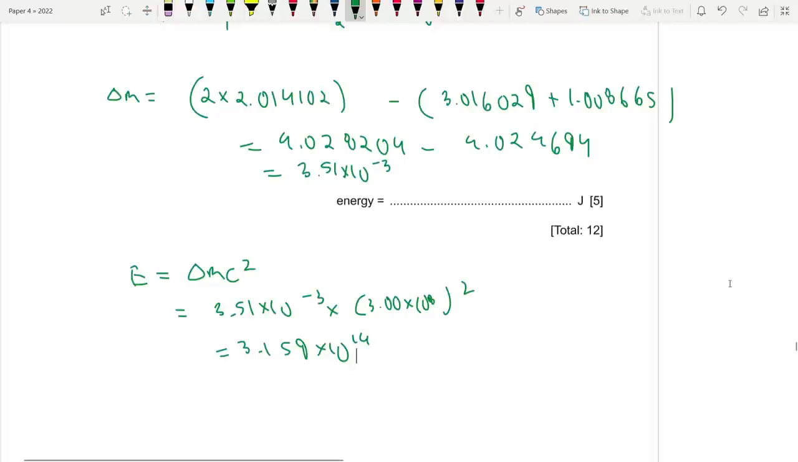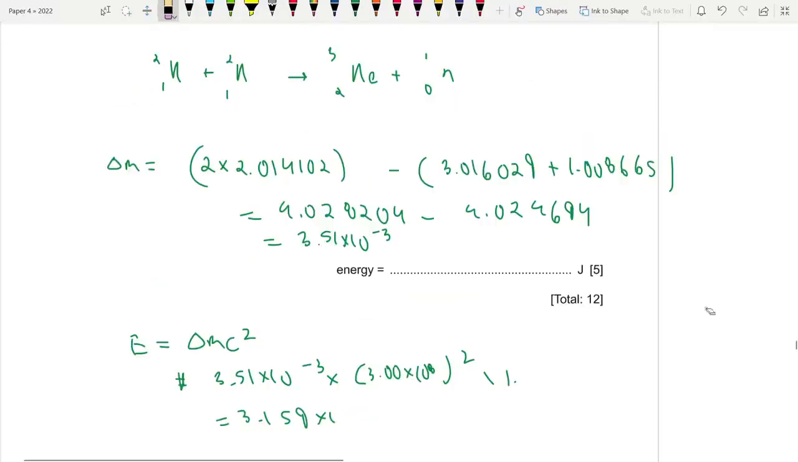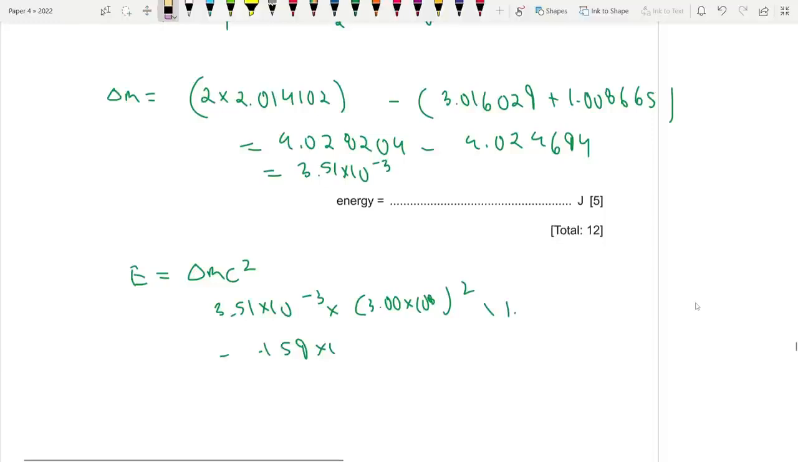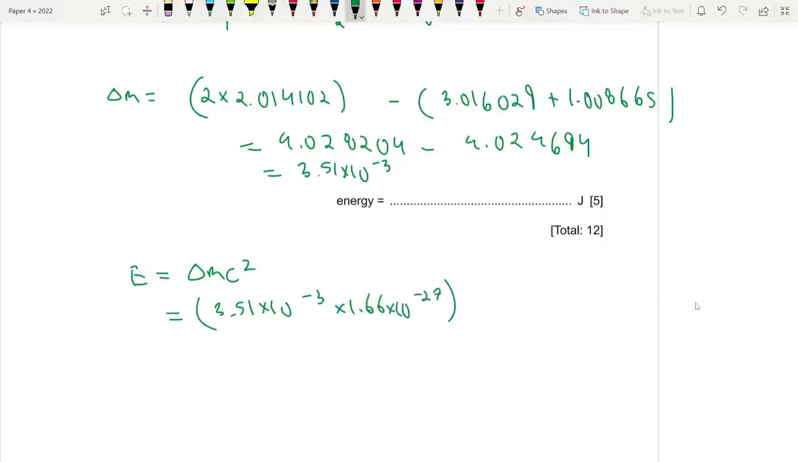So what's the SI unit? 1 U is basically 1.66 into 10 to the power minus 27 kg. So we need to multiply this 3.51 into 10 to the power minus 3 into 1.66 into 10 to the power minus 27 times 3.00 into 10 to the power 8 whole squared. That gives us this value of 5.24 into 10 to the power minus 13 joules.